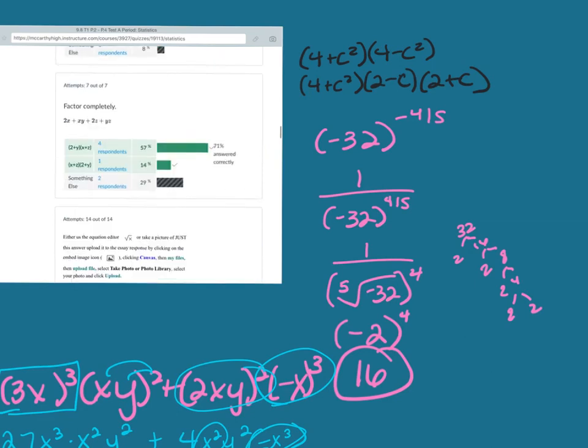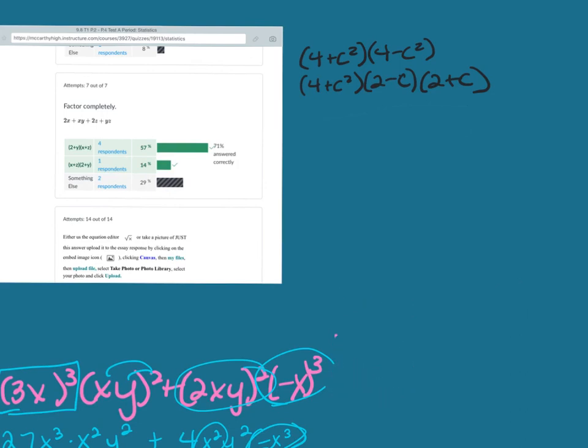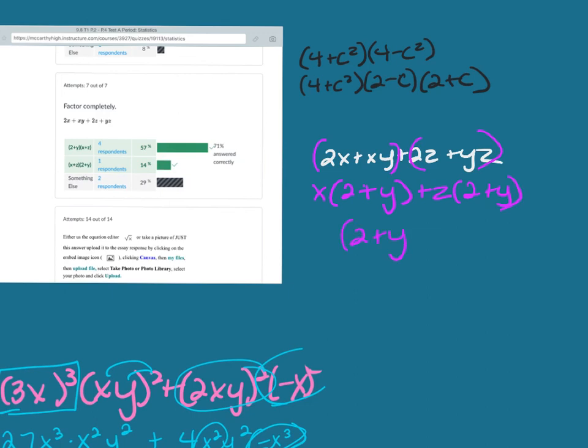Factor completely here. It was 2x plus xy plus 2z plus yz. Factor by grouping. Take out the x. Take out the z. And then the 2 plus y and the x plus z went together.